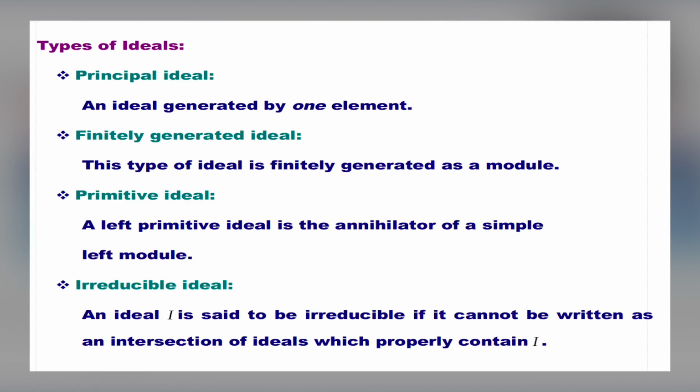Principal ideal. An ideal generated by one element. Finitely generated ideal. This type of ideal is finitely generated as a module. Primitive ideal. A left primitive ideal is the annihilator of a simple left module. Irreducible ideal. An ideal I is said to be irreducible if it cannot be written as an intersection of ideals which properly contain I.